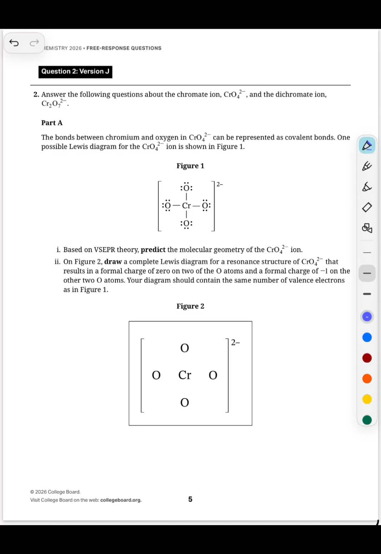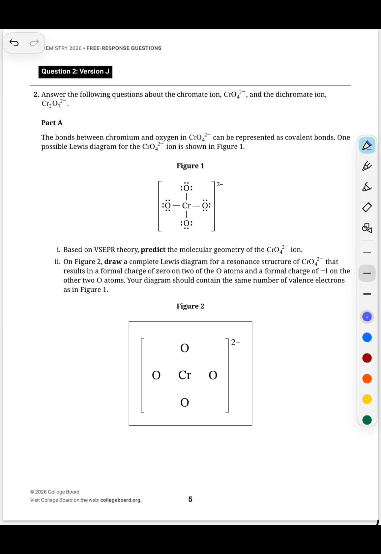We got FRQ number 2 from the AP Chemistry exam from 2026. Part A here, they want us to take a look at figure 1, and then they tell us that this is the Lewis structure of the chromate ion. And then figure 2 is going to be us drawing the resonance structure for the chromate ion.